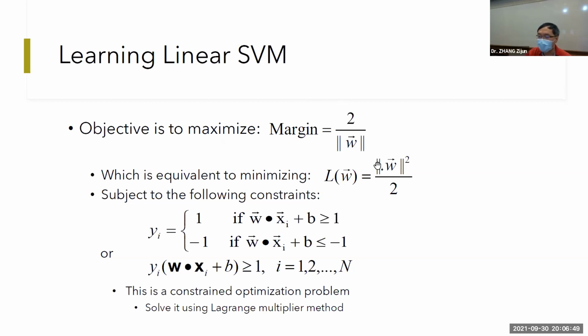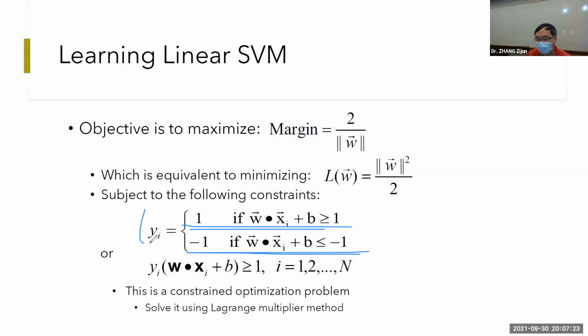But maximizing this margin is very difficult to compute. If we change the denominator to numerator and numerator to denominator, then we will convert this maximization problem to a minimization problem. And this is a constrained optimization problem because of the constraints here, and we can also unify these two stepwise constraints.